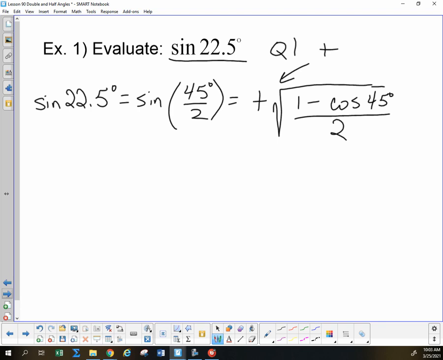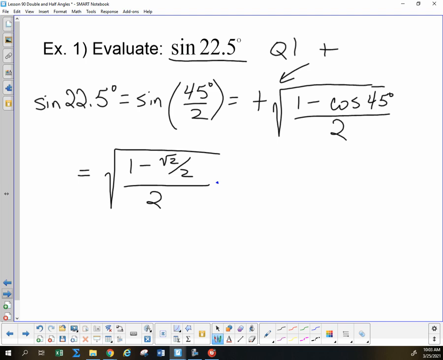We've now gotten to the point where we're ready to substitute in what we know. So we know this is the positive square root of 1 minus, and the cosine of 45 is root 2 over 2, and that's all over 2. Okay, before I worry about square root of the numerator over square root of the denominator, I've got a complex fraction in there. Let me just clean up the fraction first, and then I'll worry about square roots.